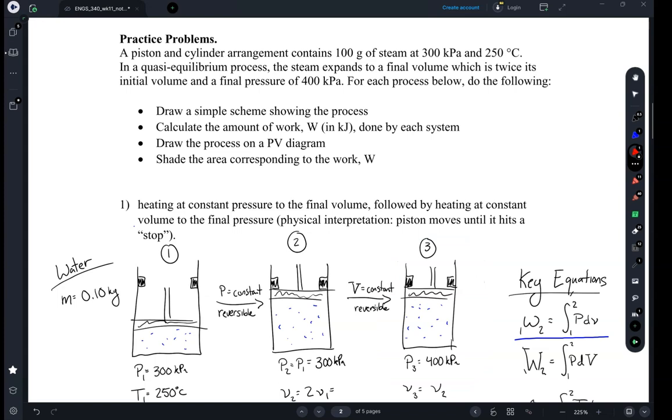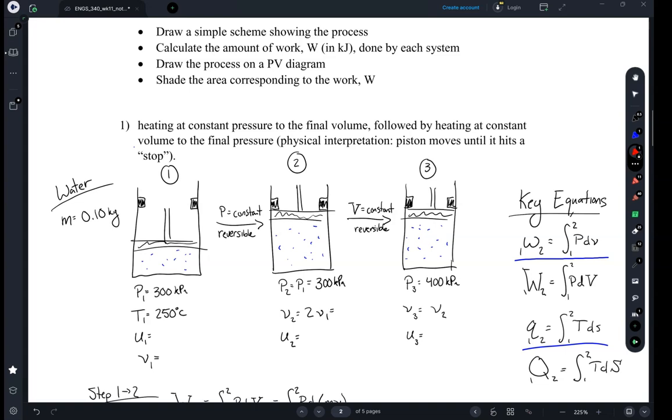We're going to do that in a couple different ways. Along each of these different pathways between state 1 and state 3, we're going to look at how that influences work. This should be different in each path because work is a path function, where something like delta U should stay the same.